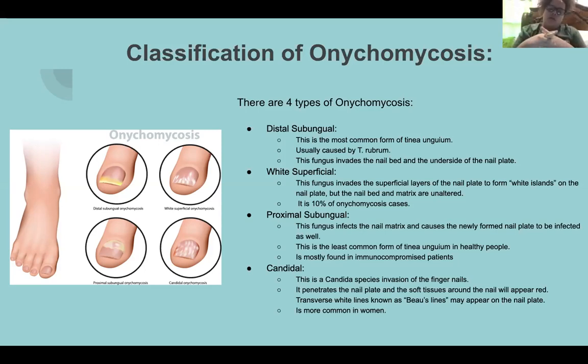The next one is the proximal subungual, and this fungus infects the nail matrix, which causes the newly formed nail plates to be infected. This is the least common form of onychomycosis in healthy people, but it can be found in immunocompromised patients. And candidal onychomycosis is a little bit different because it is caused by the Candida species, and it particularly just infects the fingernails. This infection is caused when someone has their hands submerged for long periods of time. That's why it is more common in women than in men, because in general, onychomycosis is more common in men than in women. This specific fungus will penetrate the nail plate, and the soft tissues around the nail will appear red. And just like you can see in the picture, transverse white lines, such as Beau's lines, may appear on the nail plate.